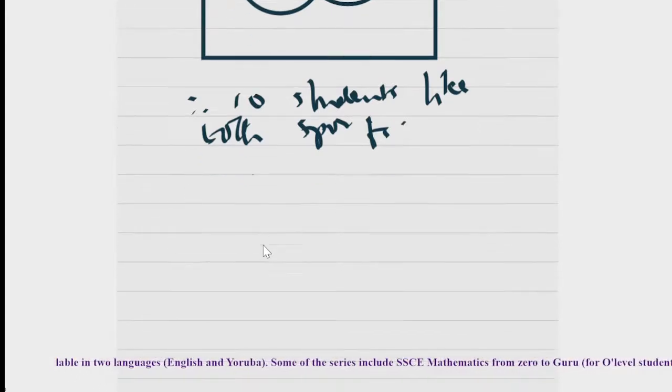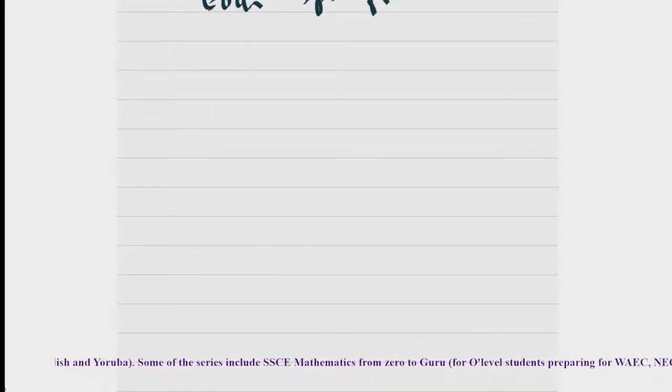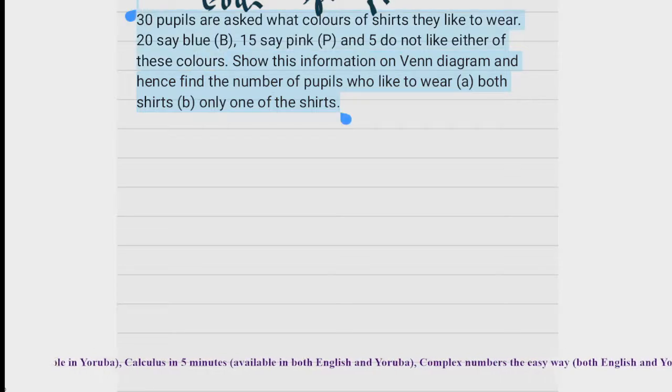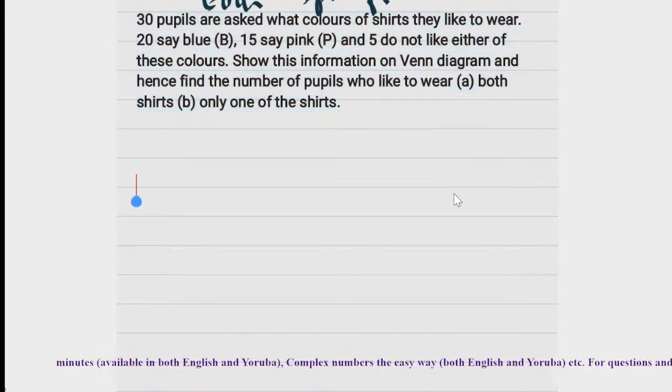Okay, now, if that is clear, let me give you another example, because I want you to understand it very well. The second example, just look up, it is not difficult. 30 puppies, maybe I should bold it so that you get it clearly. The question says, 30 puppies were asked what colors of shirt they like to wear. You understand now?